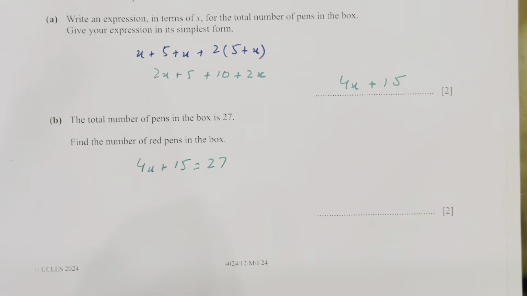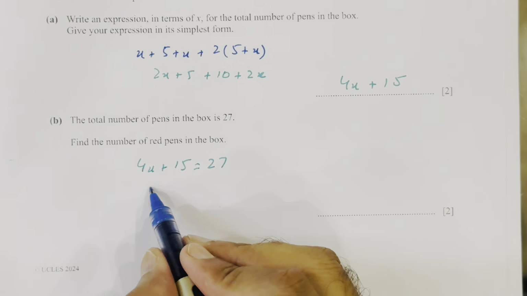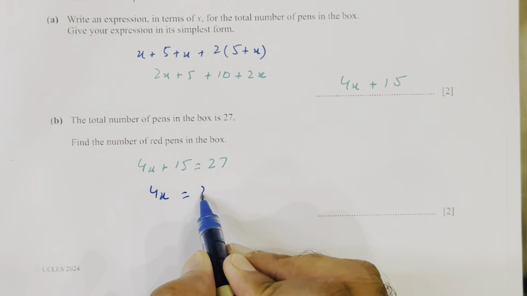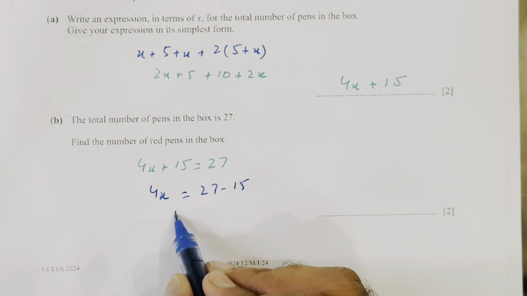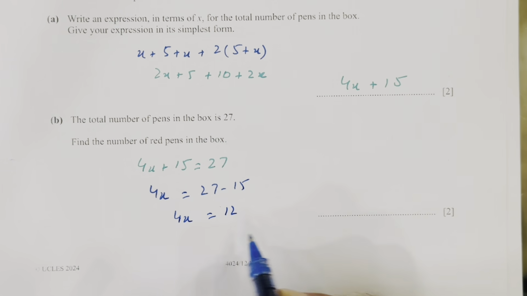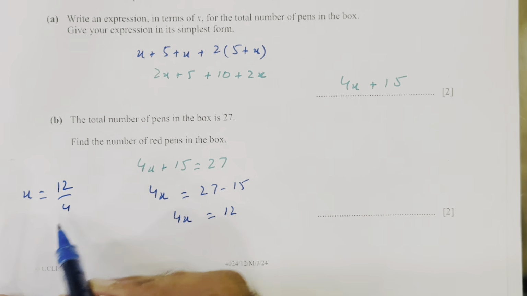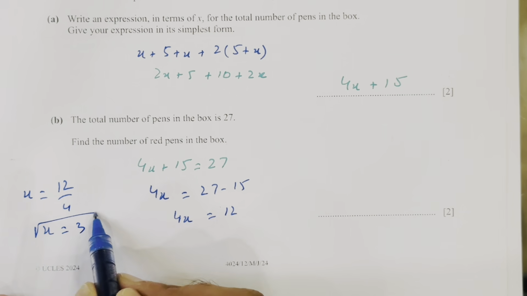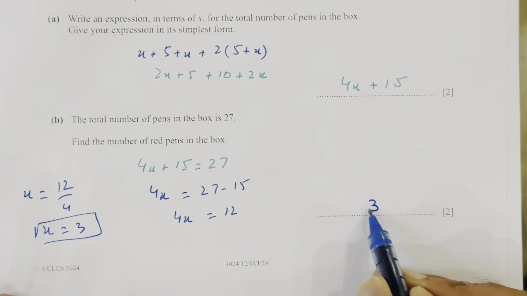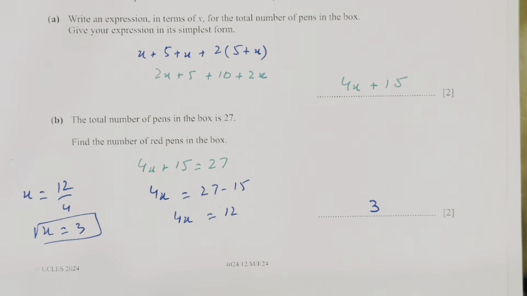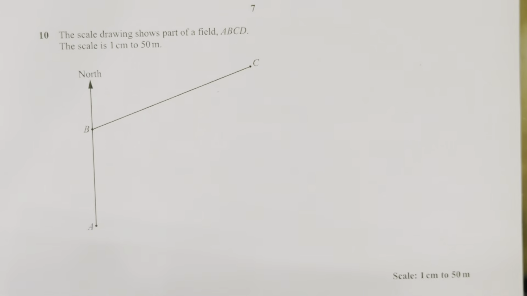After that, 15 we subtract from 27, we get 12. Then X is equal to 12 by 4, and X is equal to 3. So red pens would be 3. So this was an easy question. Moving to question number 10.